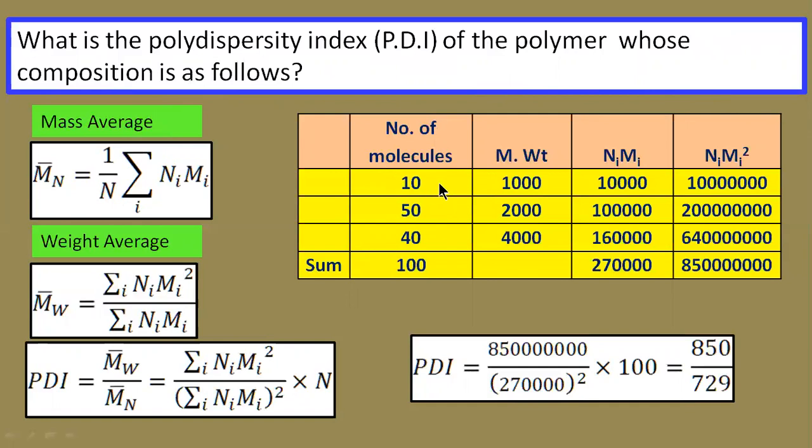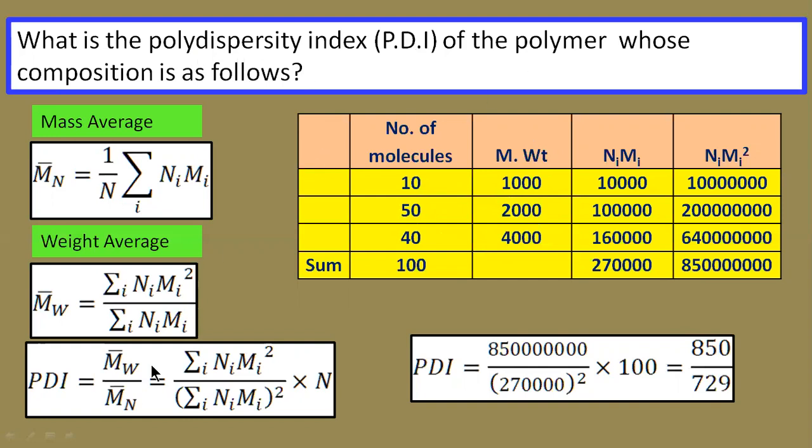So in the question they have given basically two columns. They observe that there are 10 molecules with a molecular weight of 1000, there are 50 molecules with a molecular weight of 2000, and there are 40 molecules with a molecular weight of 4000. And they're asking to determine the PDI or polydispersity index.